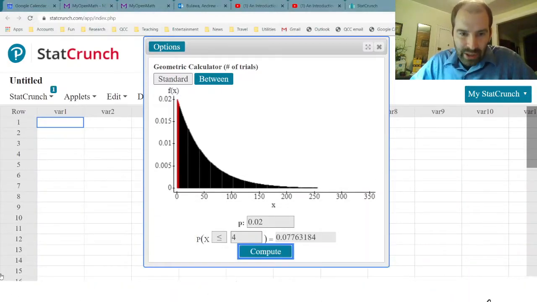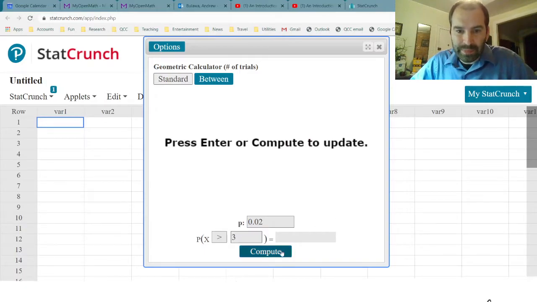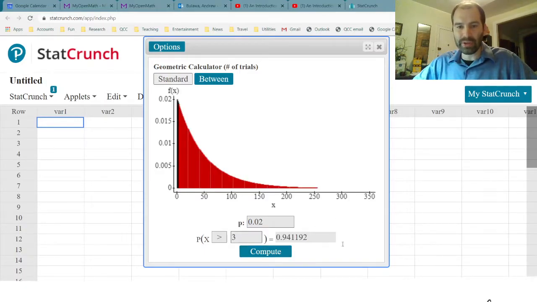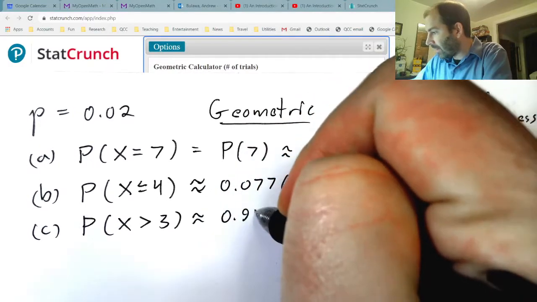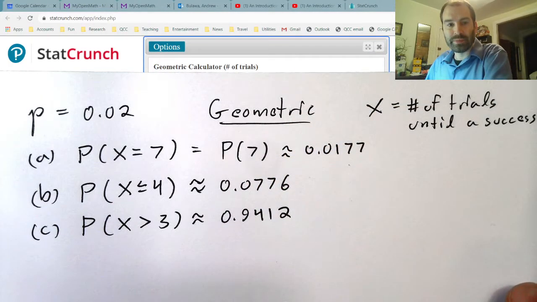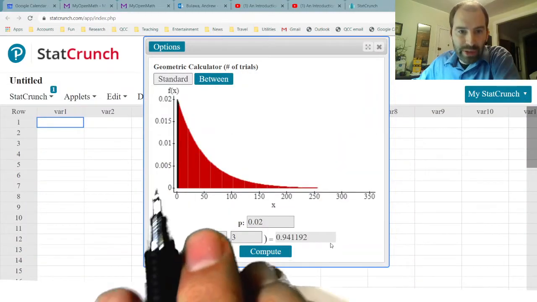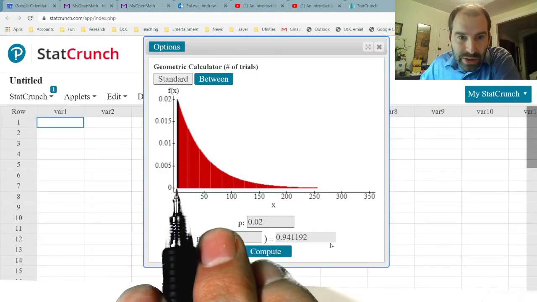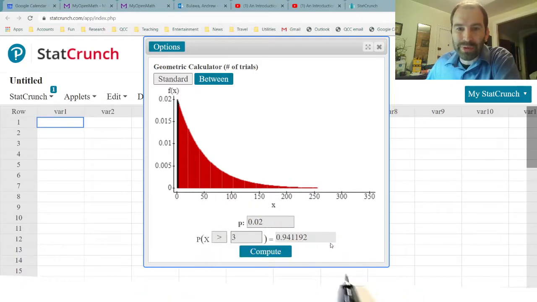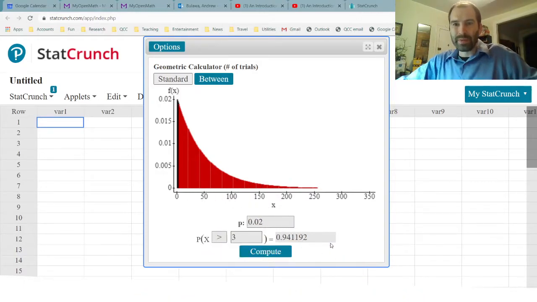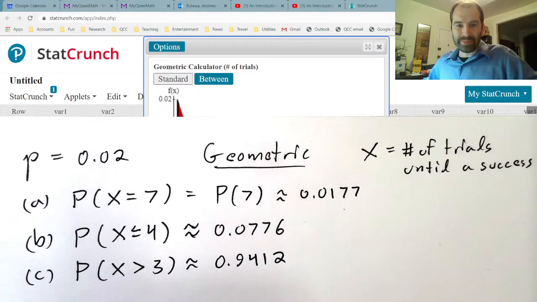Okay, so let's go here. And we're going to put more than 3. Okay, there it is. 0.9412 if I round. Okay, and what it's done is it's shaded everything after 3 red. So you can see the numbers less than or equal to 3 are the black bars, but every other bar has been shaded red, and it's added up all those probabilities, and that's what we get. Okay, so that's the answer there.